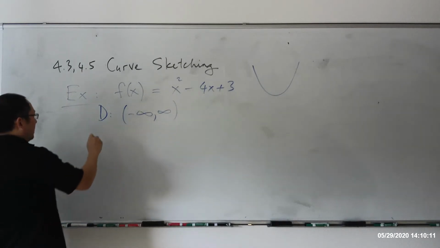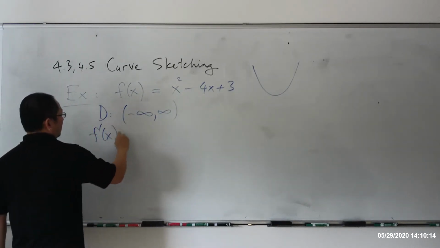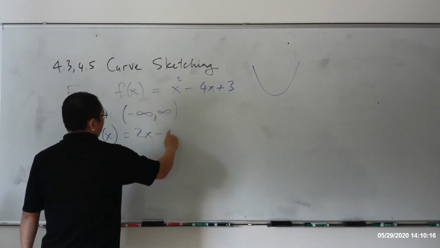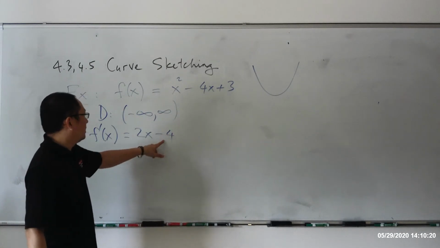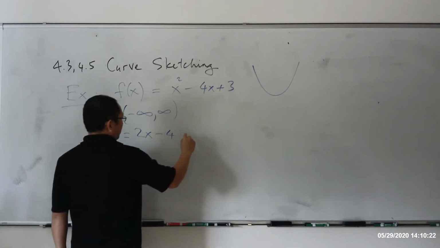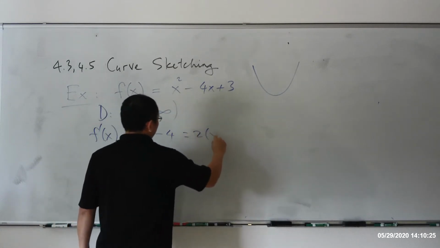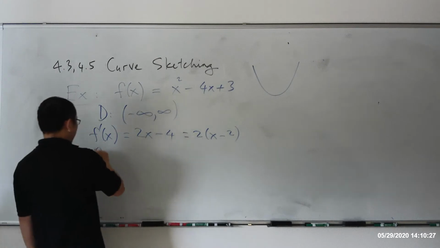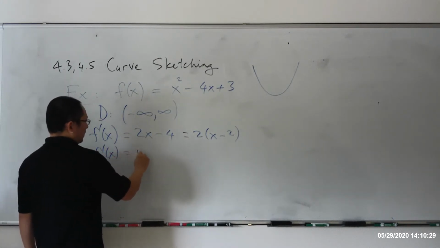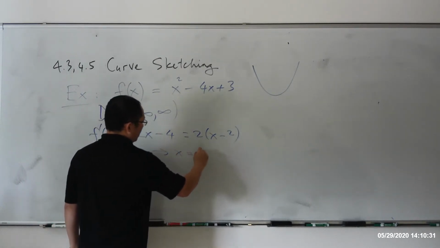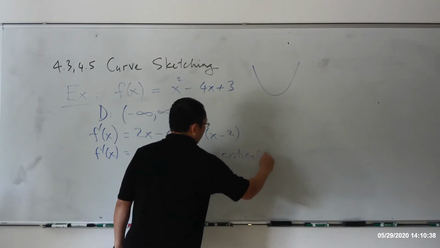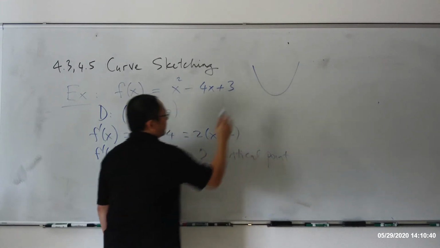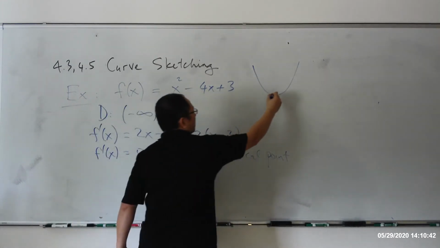Okay? First derivative, 2x minus 4. The derivative of x squared is 2x, of 4x is 4. So 2x minus 4. This is 2 times x minus 2. And you set the derivative equal to 0. And you have x equal to 2. And this is your critical point. Okay? Of course, later on you know that your critical point will be a minimum.